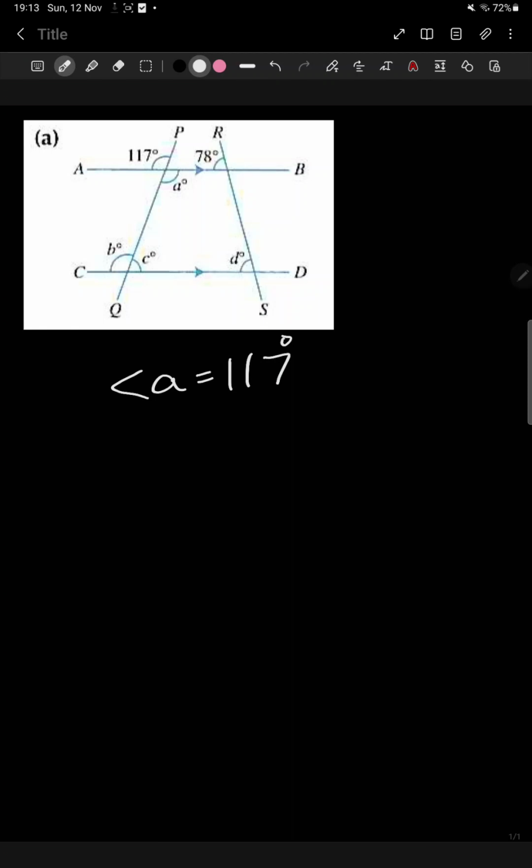So by applying these rules we can easily find out the unknown angles. Okay, now this is angle A is 117 degree. अब हमें पता है, हमने सीखा है the angle which are alternate to each other, they are equal. So over here angle A and angle B are alternate to each other. So these two angles are alternate. So angle B must be equal to 117 degree.